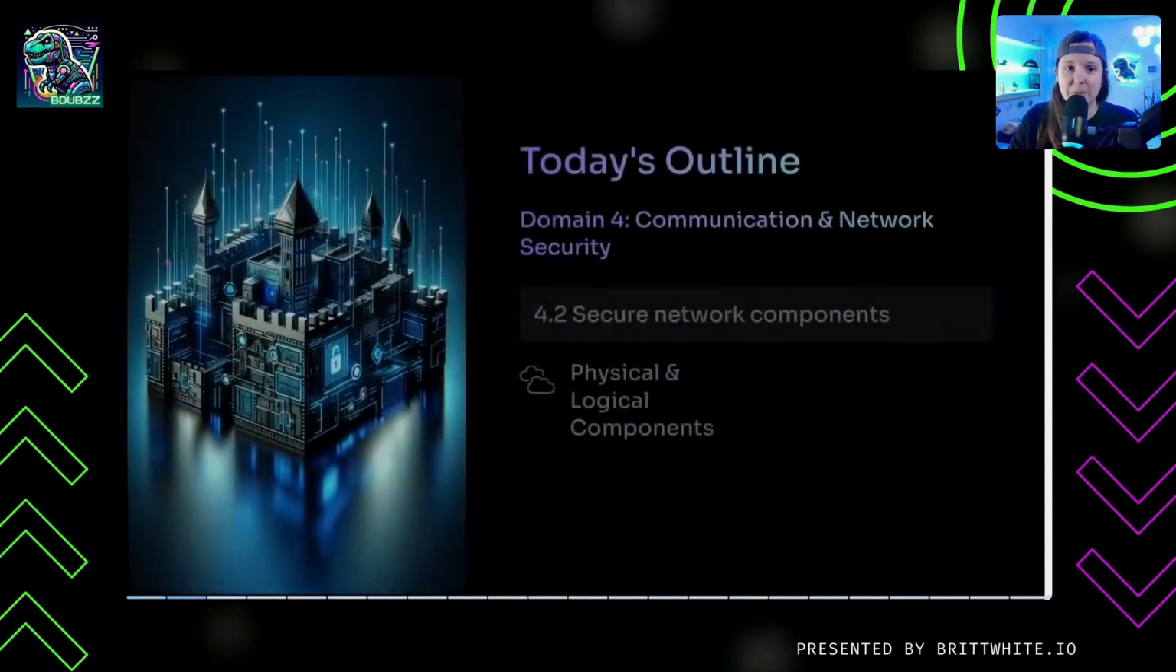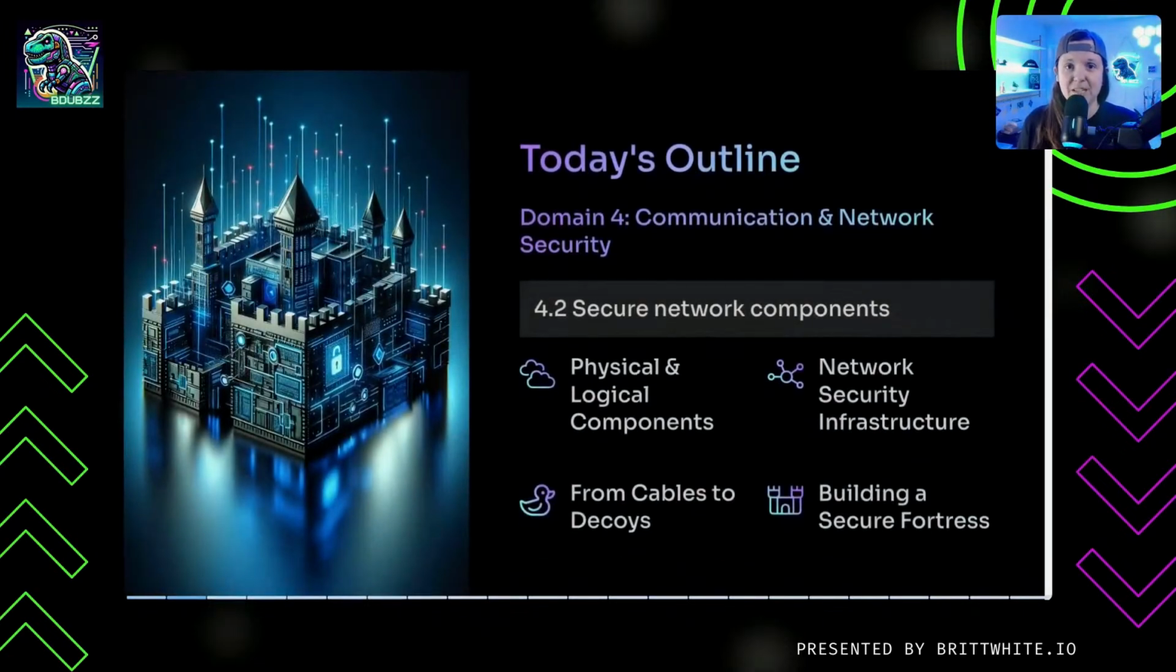Today we're tackling exam objective 4.2, secure network components. This is a big deal for the exam and honestly for real-world security too. We're talking about locking down everything that makes our network tick, from the physical cables to the sneaky decoys we can set up for attackers. It's all about building a fortress around our data and systems. So grab your monster, your notepad, or whatever keeps you going, and let's get into it.